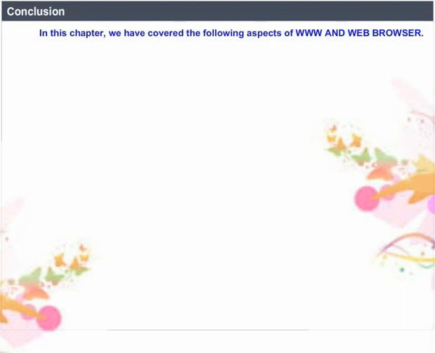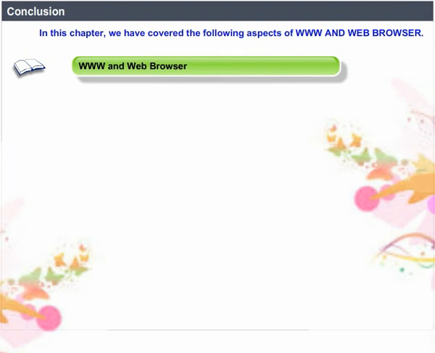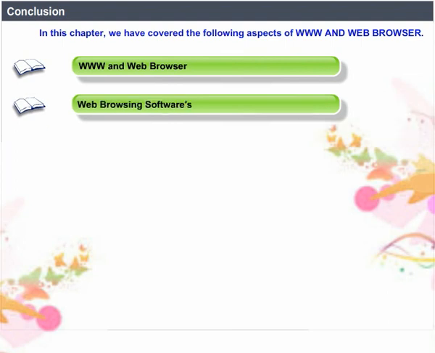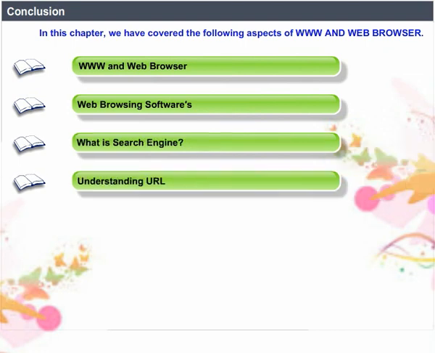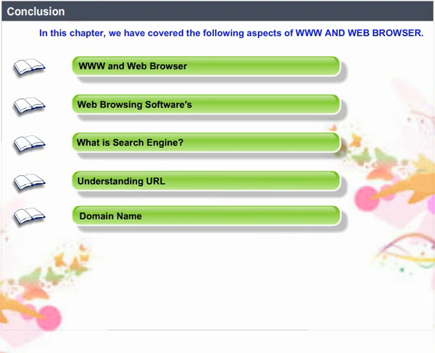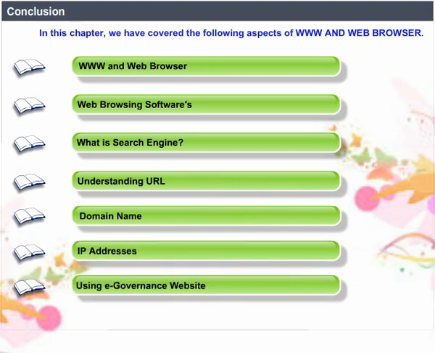Conclusion. In this chapter, we have covered the following aspects of www and web browsers. World Wide Web, www and web browser. Web browsing softwares. What is a search engine? Understanding URL. Domain name. IP addresses. Using e-governance websites.